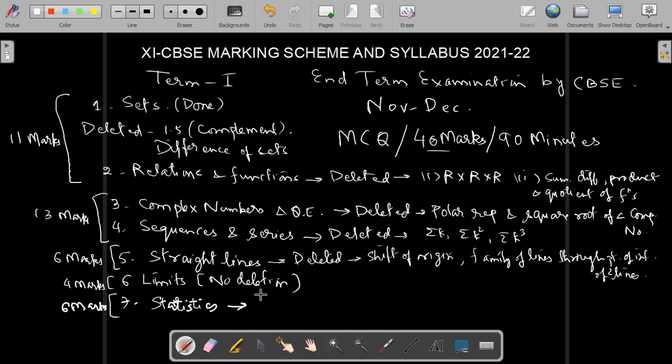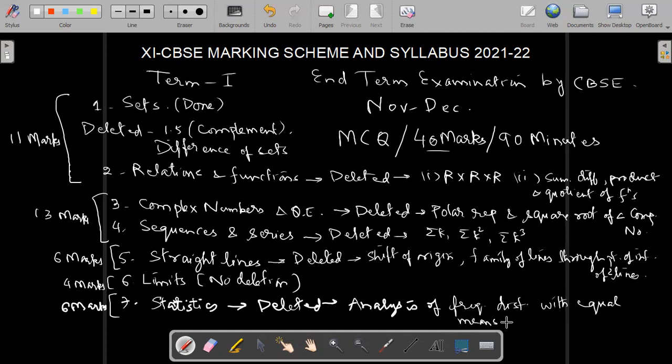Here it is deleted: analysis of frequency distribution with equal means but different variances.